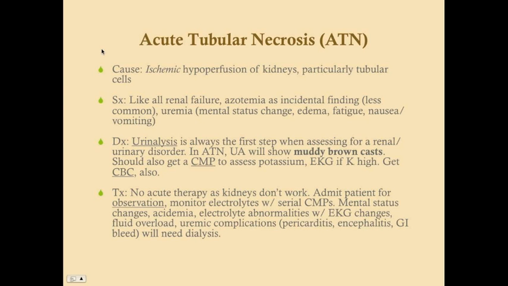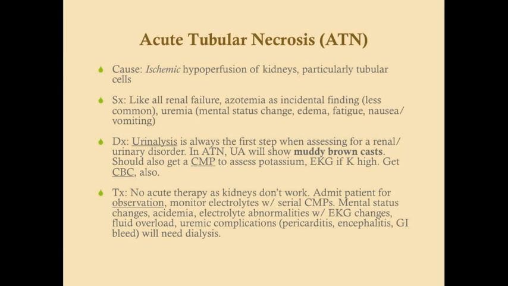On the other hand, more severely in acute tubular necrosis, we're getting so little blood to the kidneys that we actually have ischemia. And so the tubular cells in the kidneys actually can't function because they're not getting enough oxygen. So it's more severe. And so because we have ischemic hypoperfusion, the tubular cells can't function. So the symptoms, like in all renal failure, will be azotemia as an incidental finding, and if it's severe enough, we'll have uremia, which will be characterized as mental status changes, possibly edema, fatigue, nausea, vomiting.